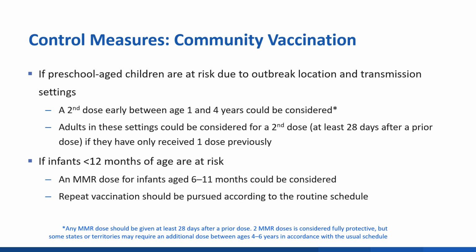And if infants less than 12 months of age are at risk, an MMR dose for infants aged 6 to 11 months could be considered. But as we've discussed, repeat vaccination should be pursued for these infants according to the routine schedule, that is, with another dose between 12 to 15 months of age and another dose between 4 to 6 years of age.